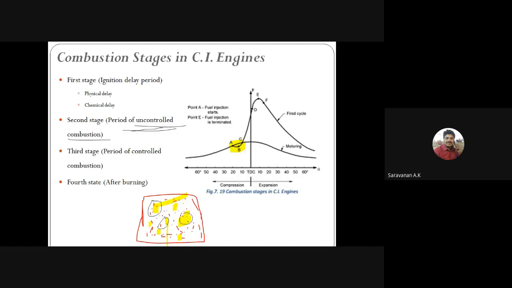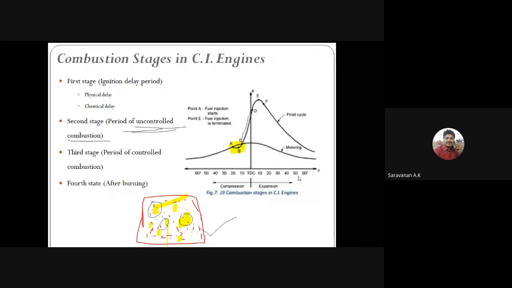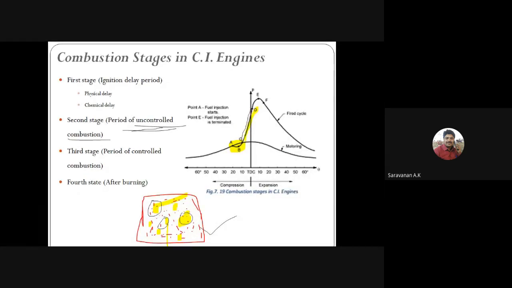During this uncontrollable combustion, the pressure gradually increases. The pressure rises from point C to D. That stage is called the second stage, uncontrolled combustion. Once the uncontrolled combustion is over, then the third one, the controlled combustion, occurs.